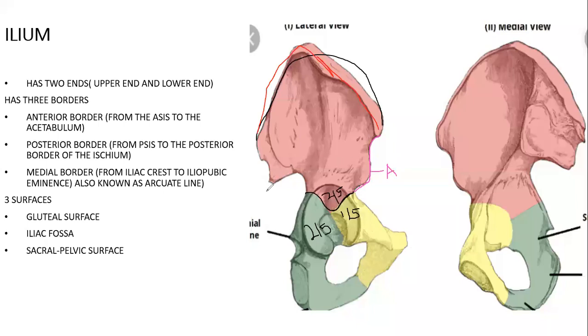Then you have the posterior border of the ilium. So when it comes to the posterior border of the ilium, it begins from the posterior superior iliac spine and goes all the way down to the acetabulum. So that is the posterior border of the ilium.